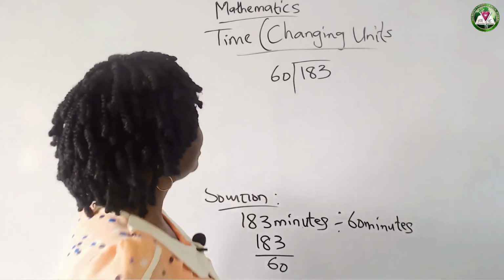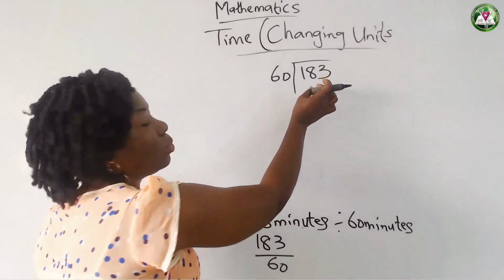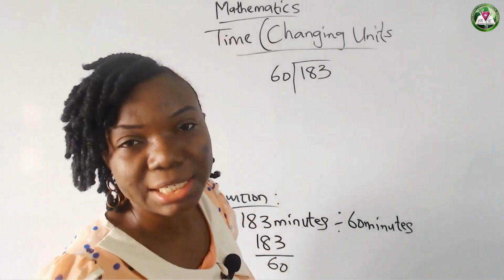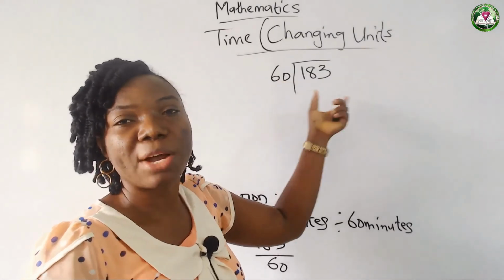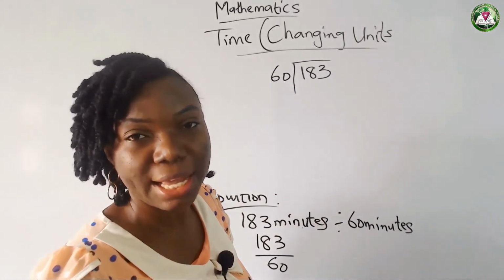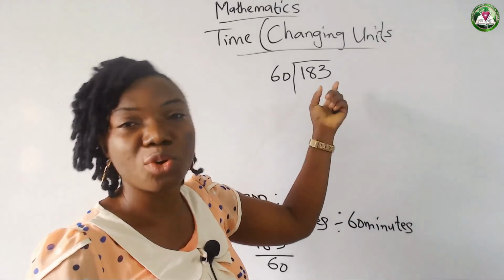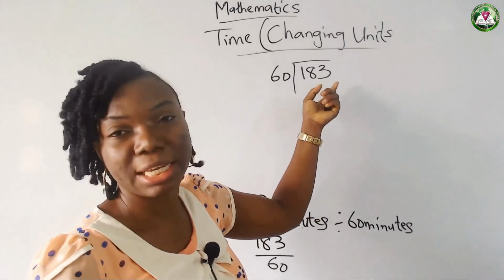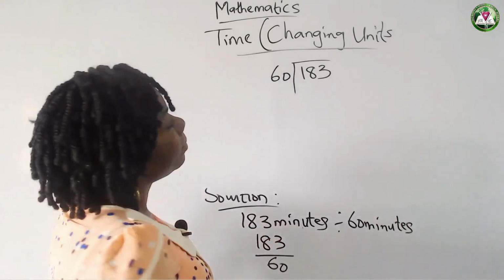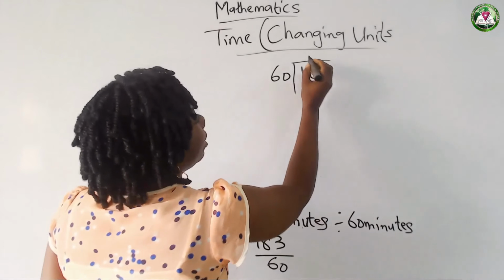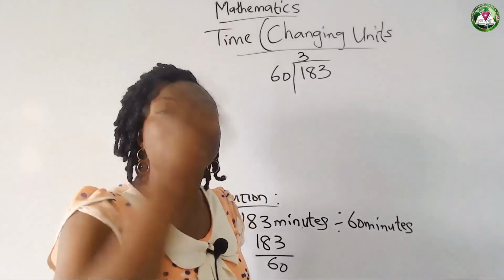Is that clear? Now, how many times can 60 divide it? It would not say 18 because 18 is small. This is a whole number and this one is also a whole number. So we are going to divide it together. Is that clear? So the question is, how many times can 60 divide 183 minutes? Now, the first answer will be 3. 60 can divide 183 3 times.